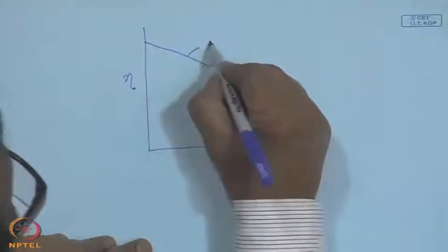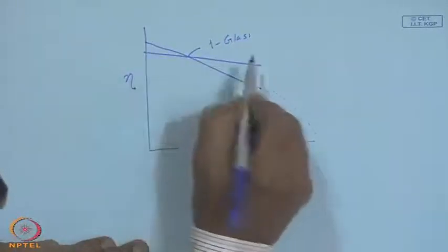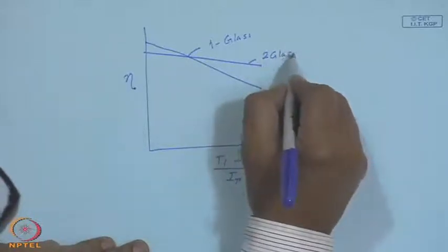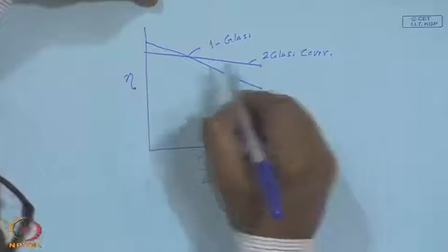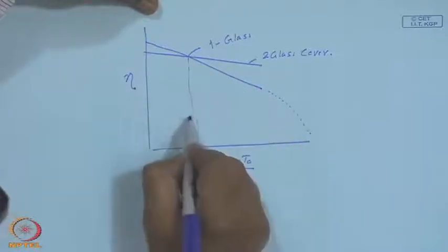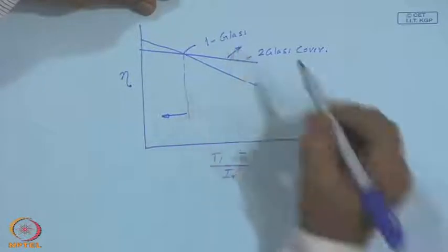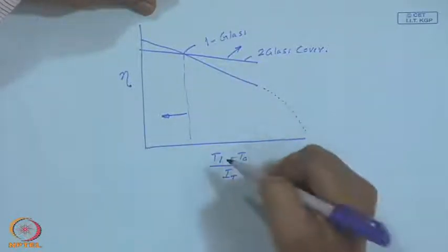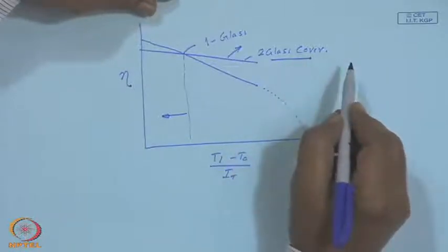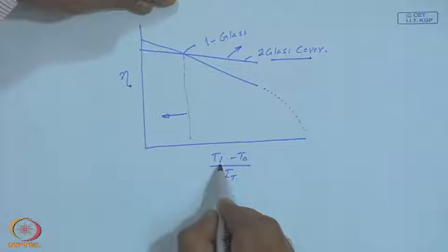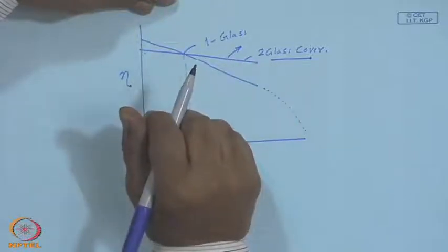If I say this is for one glass, we may have something like this for two glass. Note that the two glass cover efficiency is a bit lower at low values of this delta T upon IT, and it is higher for higher values. In other words, if the operating temperature is high in the case of two glass covers, a lower UL is beneficial, whereas if the operating temperature is low, there will be some reduction in the transmittance absorptance product compared to one glass cover.